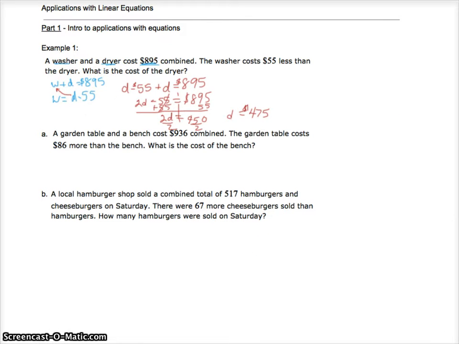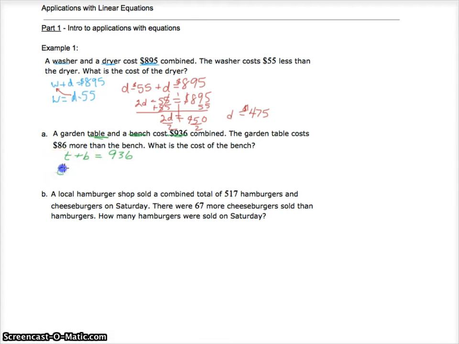Let's look at another example. A garden table and a bench cost $936 combined. The garden table costs $86 more than the bench. What is the cost of the bench? So first we need to look at what we know. The table and the bench cost $936. So we know that table plus bench equals $936.